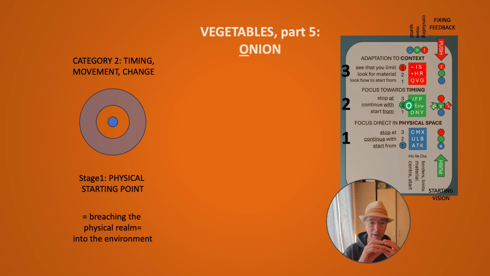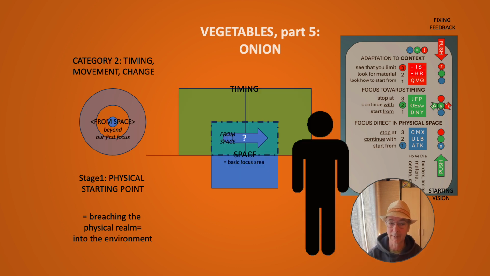You have that starting point, which is already breaching the physical realm, because the physical realm, where you see the spaces, is the first 9 letters from A, T, K, U, L, B to C, M, and X. That's the physical space, all the orientation in space. In the second category, it is about timing. So you breach that spatial frame where you only have the spatial frame, and you come into that region, which I will say is probably underneath.